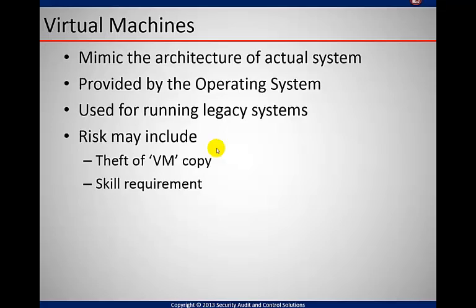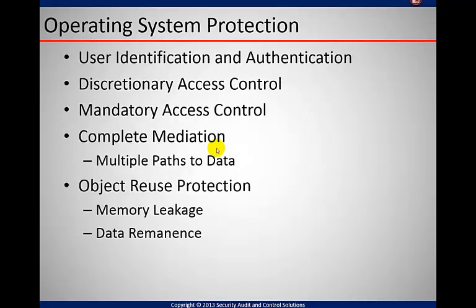Now, virtual machines mimic the architecture of actual systems and are provided by an operating system. It is used for running legacy systems, but the risks may include theft of a VM copy and skill requirements. However, we need to consider the advantages, whereby we can have DRP processes up and running very quickly with virtual machines. Looking at operating system protection, it can include the following: user identification and authentication.